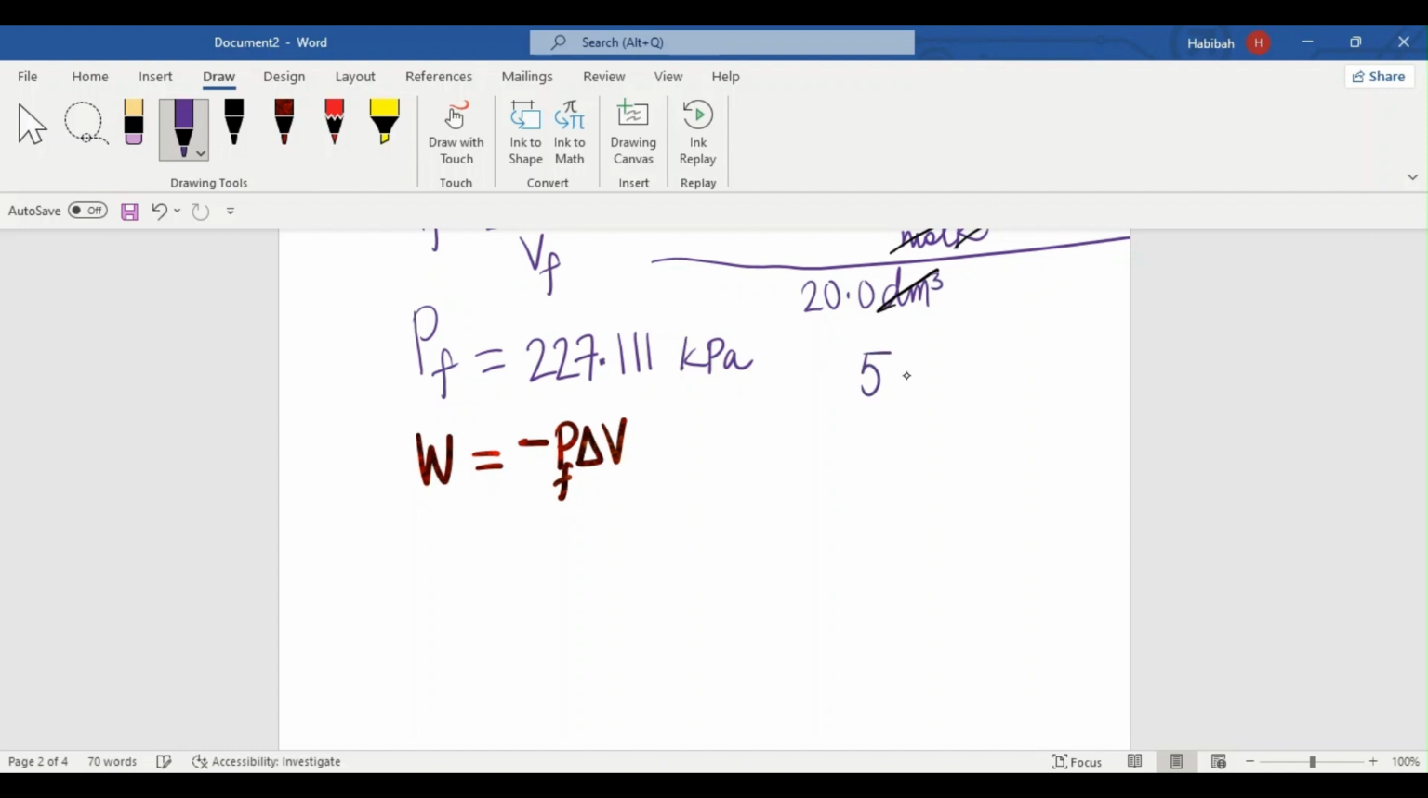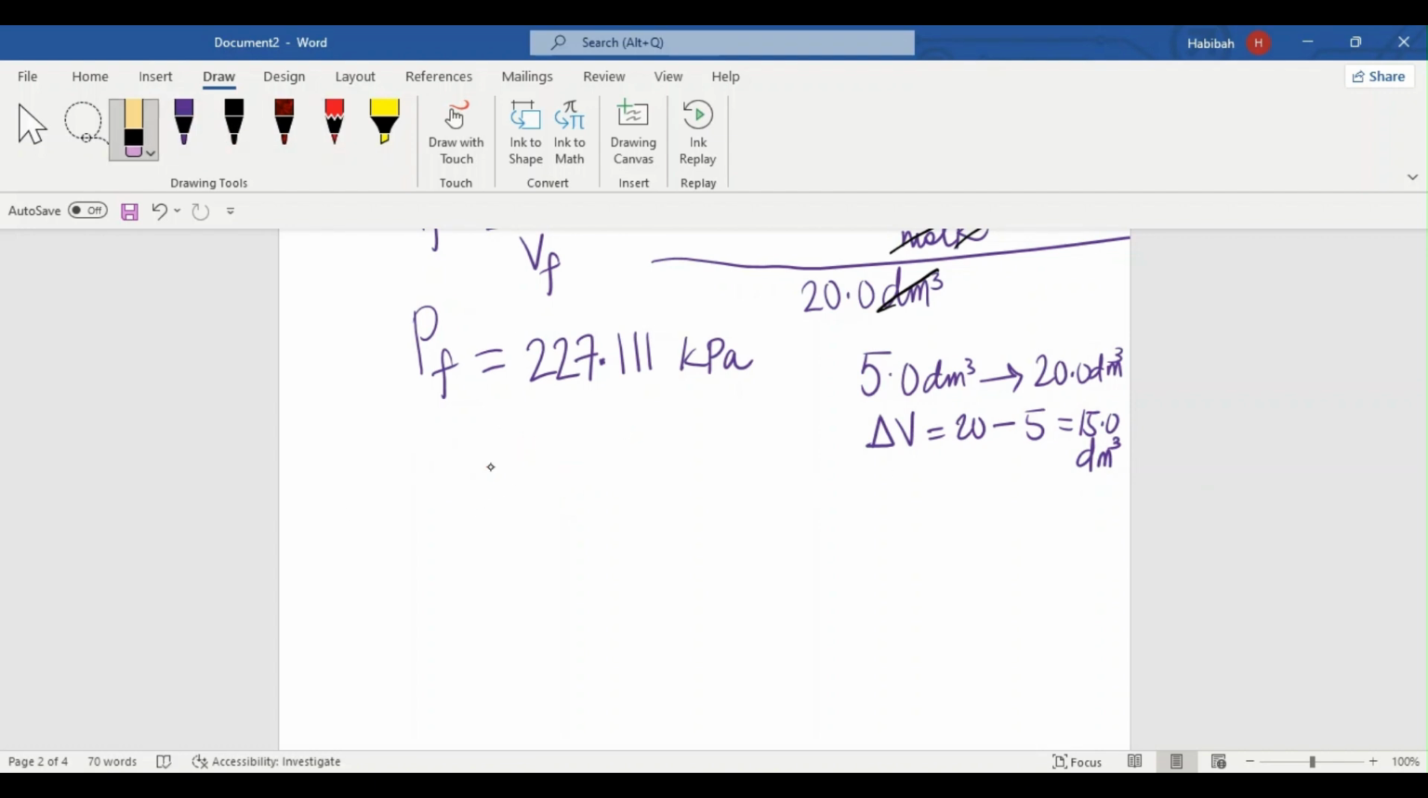We know we go from 5.0 dm cubed to 20.0 dm cubed. So the change in volume equals 20 minus 5, which is the same thing as 15.0 dm cubed. So that's basically how it works.